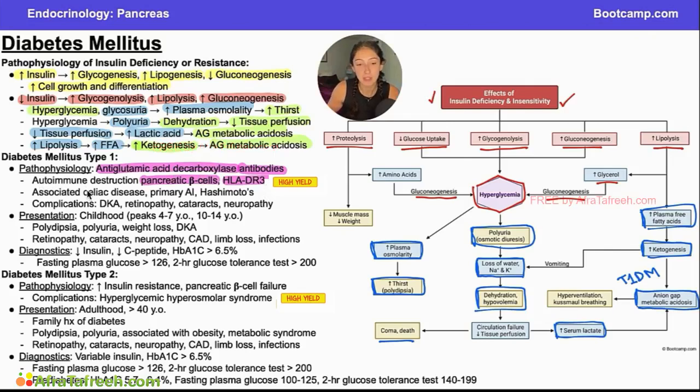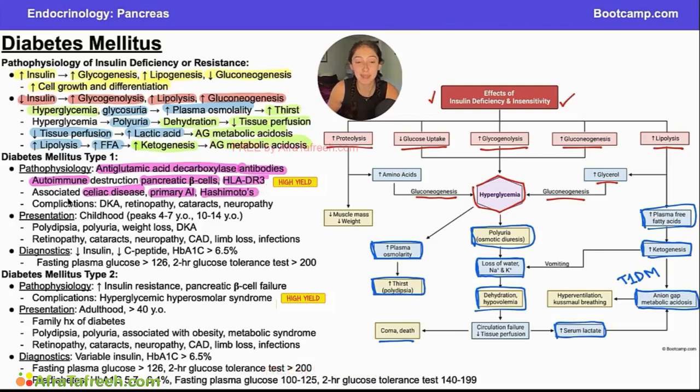Type 1 diabetes is also associated with other autoimmune processes. I always remember this because type 1 diabetes is the one that has an autoimmune component in its own pathophysiology. So it makes sense that it's also associated with other autoimmune conditions like celiac disease, primary adrenal insufficiency, or Addison's disease, as we talked about in this chapter, or Hashimoto's thyroiditis.